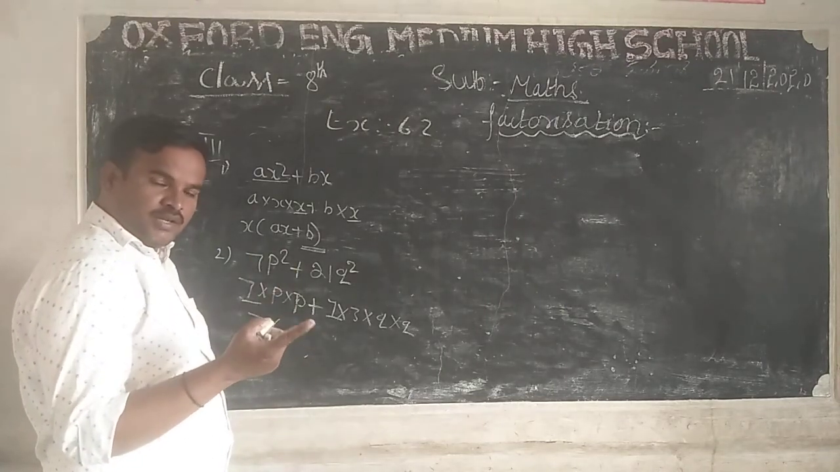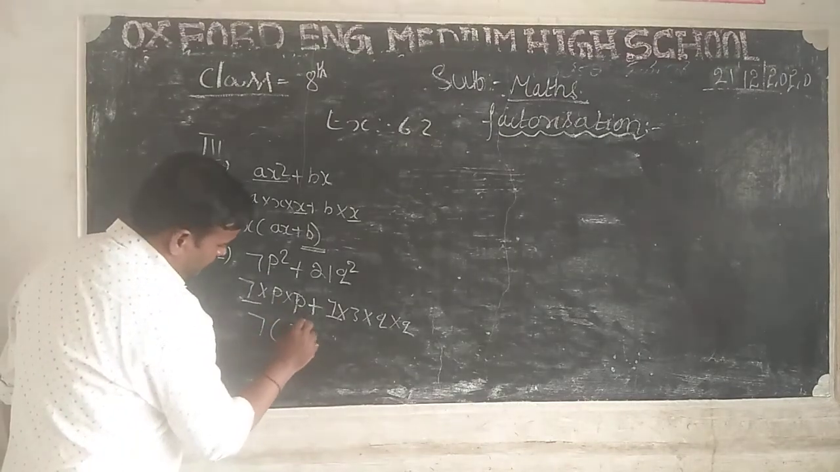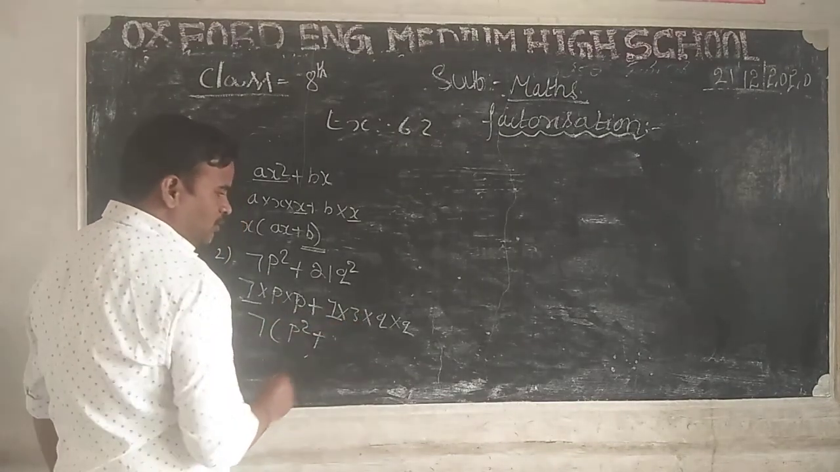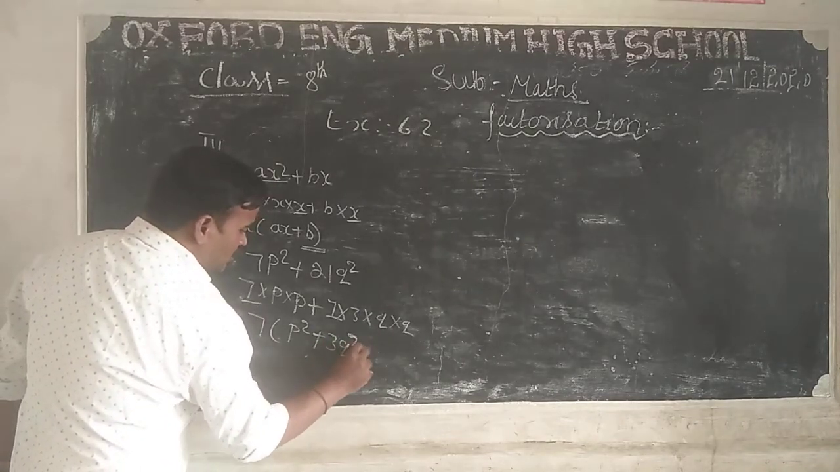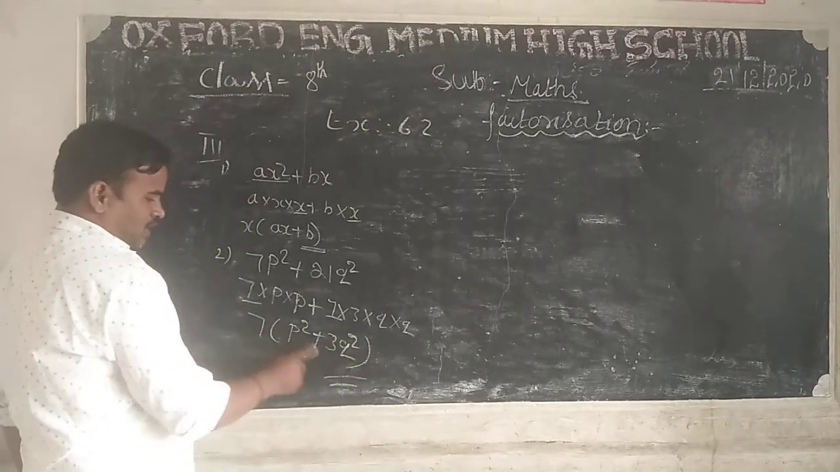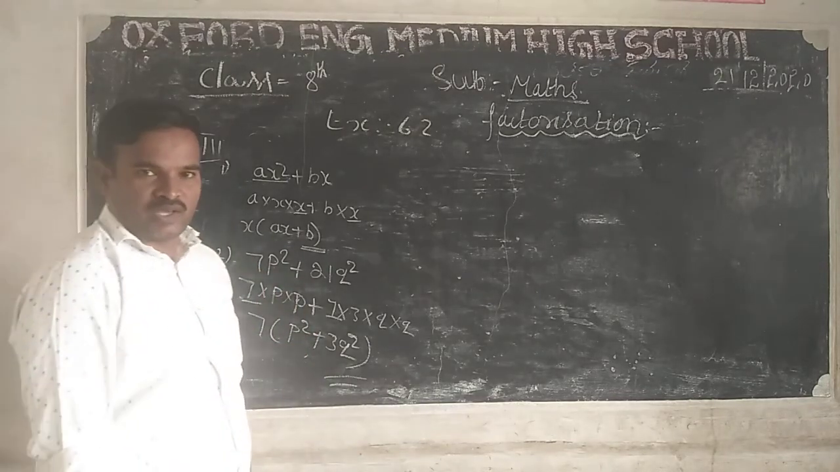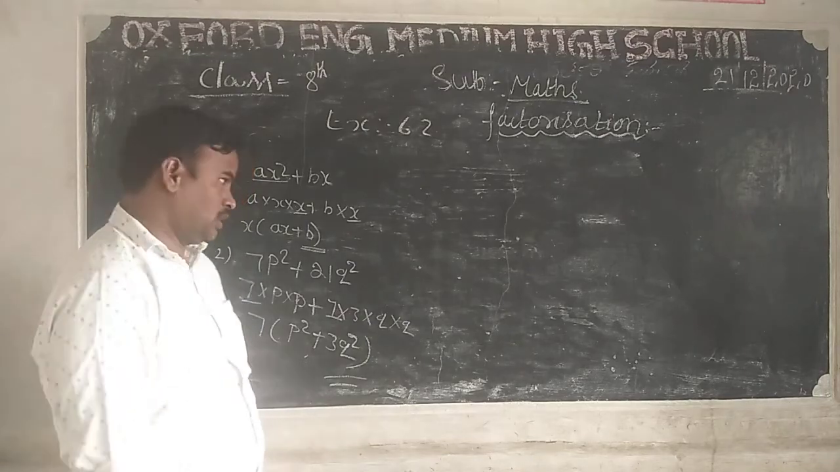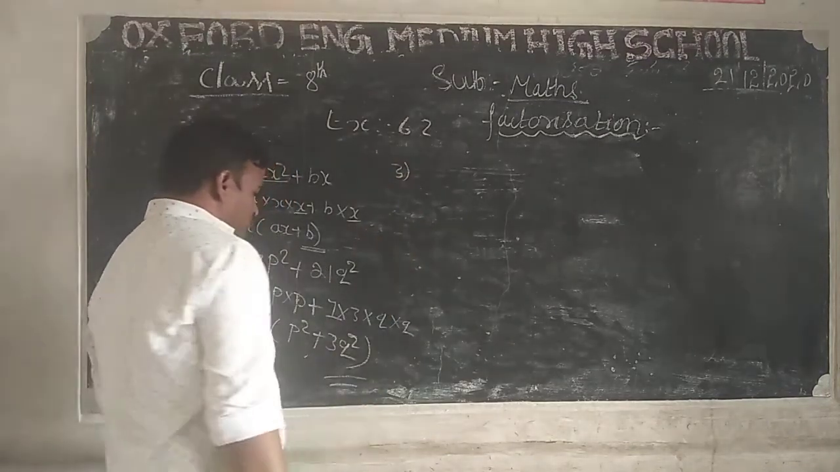The common factor we take outside. Remaining is p square here, plus here 3q square. So these are the two factors of 7p square plus 21q square. Understand? Okay. Third one.